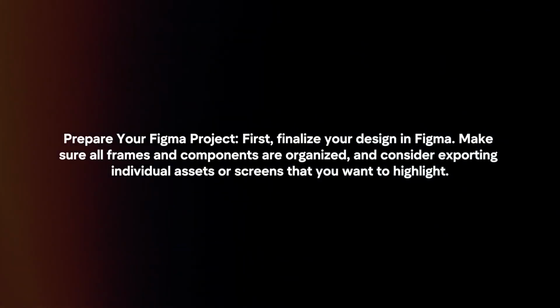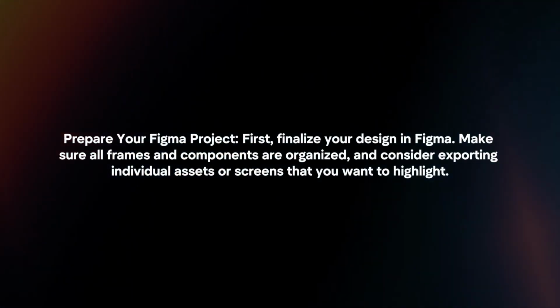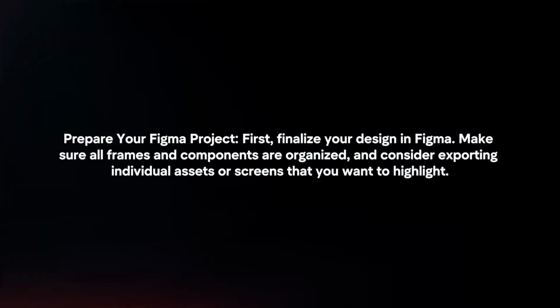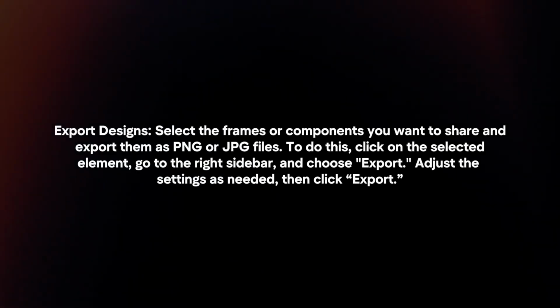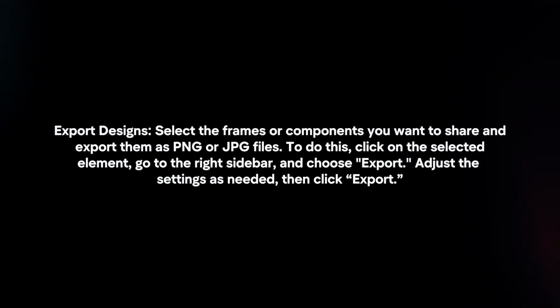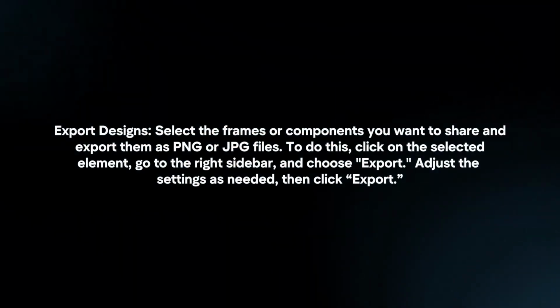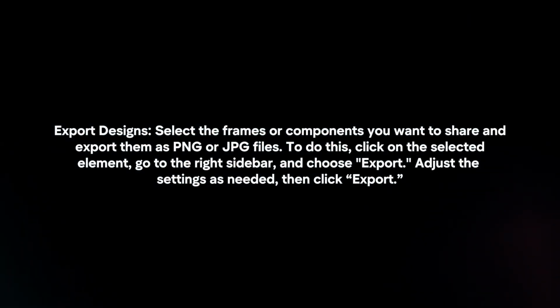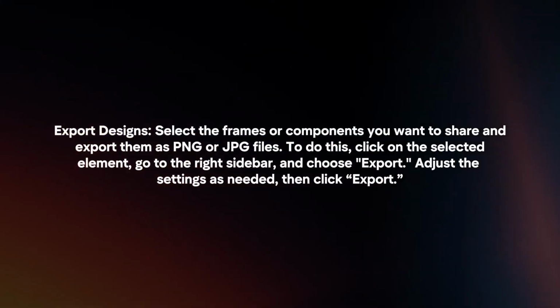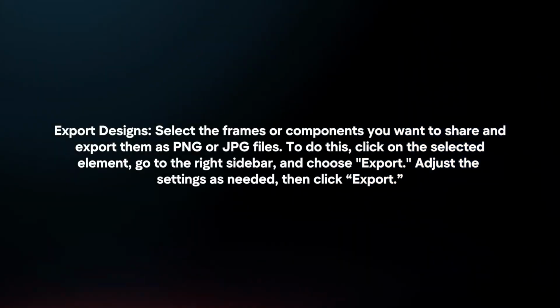Make sure all frames and components are organized, and consider exporting individual assets or screens that you want to highlight. Export designs. Select the frames or components you want to share and export them as PNG or JPG files. To do this, click on the selected element, go to the right sidebar, and choose Export. Adjust the settings as needed, then click Export.